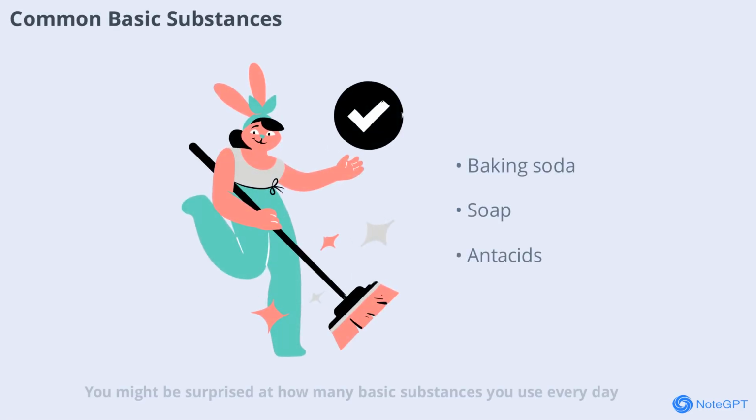You might be surprised at how many basic substances you use every day. Baking soda or sodium bicarbonate is a classic example. It's used in baking to help dough rise and in cleaning to scrub away stains. Soap is another common base, making your hands feel slippery when you wash them. Ammonia, found in some glass cleaners, is also a base. Even antacids, which help relieve heartburn, are basic substances that neutralize stomach acid.